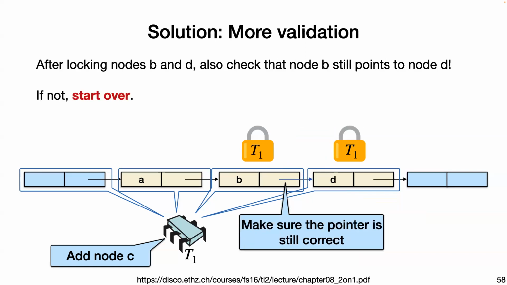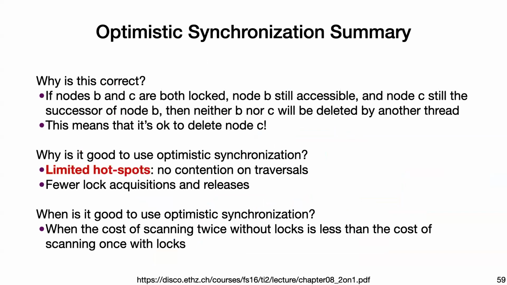Okay, yeah, so the way that you solve that, like you said, is you make sure that D is still next for B. Okay. So why is it fine to do that? If B and C are locked, then you can still get to B, and neither B nor C will be deleted.